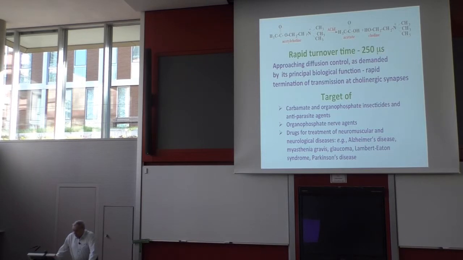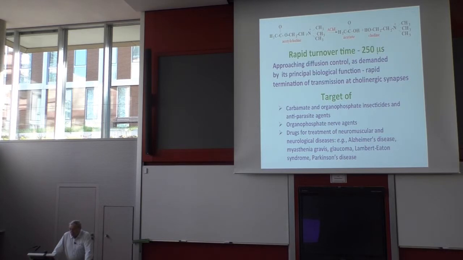And this speed is what's called diffusion control, which means if you put the enzyme in an assay vessel and you add glycerol and increase the viscosity, the enzyme slows down because acetylcholine can no longer reach the active site of the enzyme fast enough. And its principal role is rapid termination of transmission at cholinergic synapses. But we'll have some reservations about that in a few minutes. It's of interest to toxicologists, pharmacologists, clinicians.